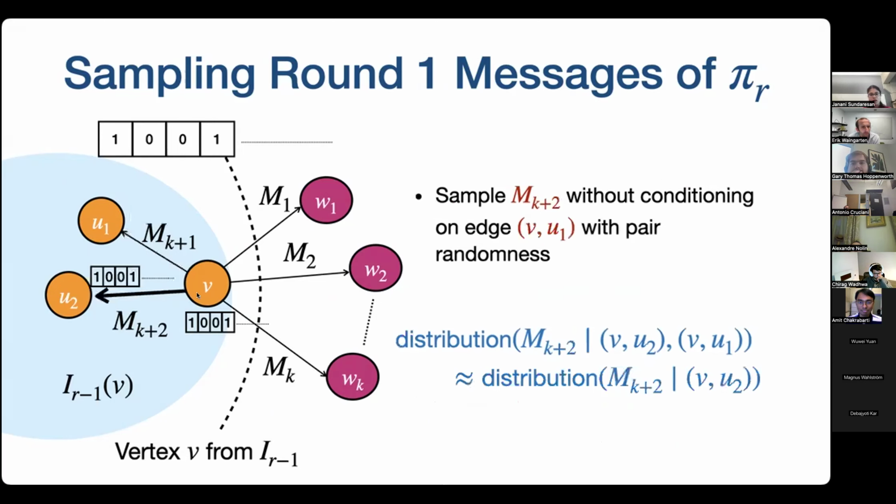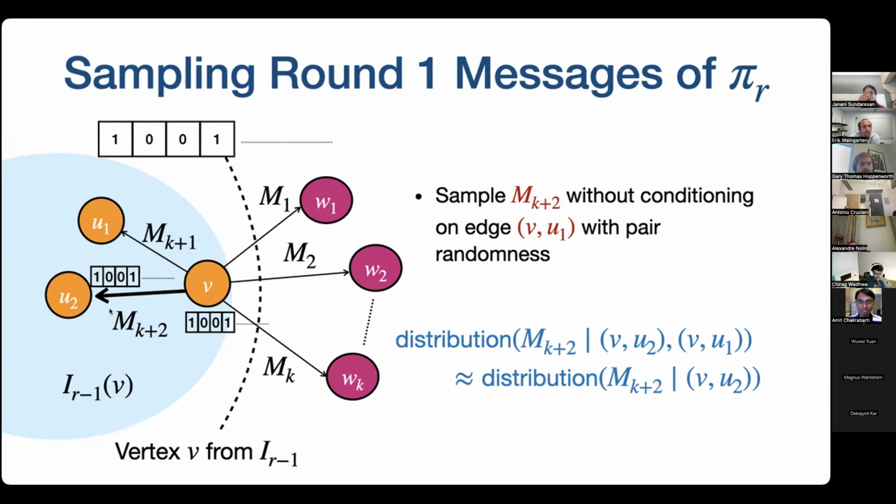Let's see if we can progress to the other real message that we should sample. So U2 is still a real vertex, V is a real vertex, and they should know some message M_{k+2}. We'll try the same thing. We'll give them this pair randomness and see if you can make progress. You can. Marginally, for the same reasons, even if you ignore this edge to U1, you would be close to what you will get because K is going to be large. Information about U1 is not going to be transferred.